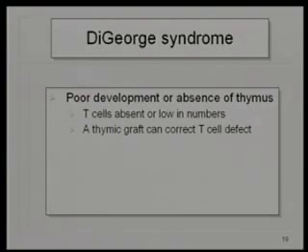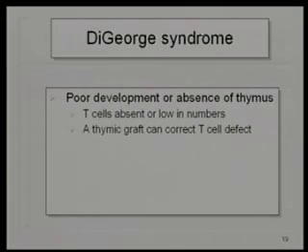From the immunological point of view, T cells are absent or very low in numbers. There may be a very rudimentary thymus or maybe a partially developed thymus, and consequently a partial or total defect in T cell numbers. Okay.